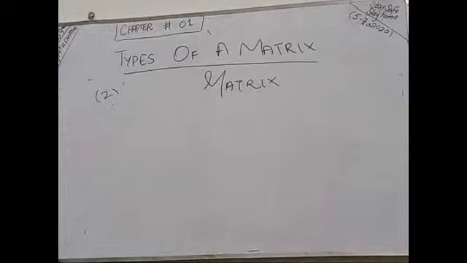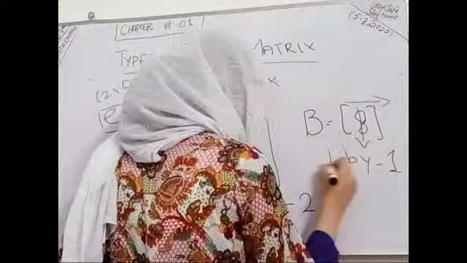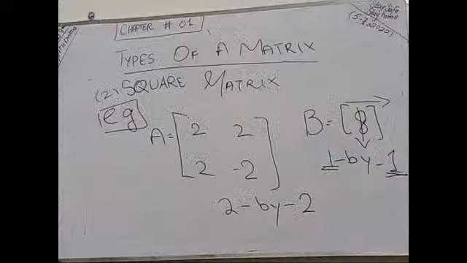This is a matrix B which is equal to square bracket and A is written in it. So this is a matrix and it has 1 row and 1 column. So it means that number of rows are equal to number of columns, and this is also a square matrix. Now we will move towards the next type of matrix, which is null or zero matrix.